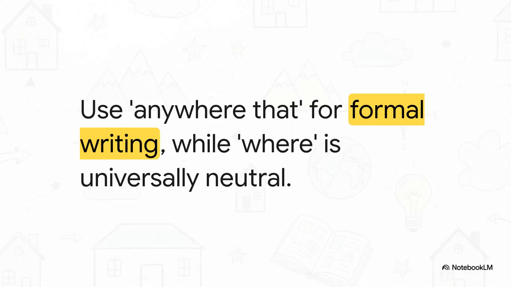Now, before we wrap up the rules, a quick stylistic note. Why does mastering these conjunctions even matter? Because your choice of syntax dictates your tone. Anywhere that and everywhere that are heavily preferred in academic, formal C2 writing. They immediately signal precision. Conversely, where remains universally neutral. It's perfect for everyday conversation or standard prose, but it might just lack that sharp academic edge when you're drafting a thesis or a really formal report.